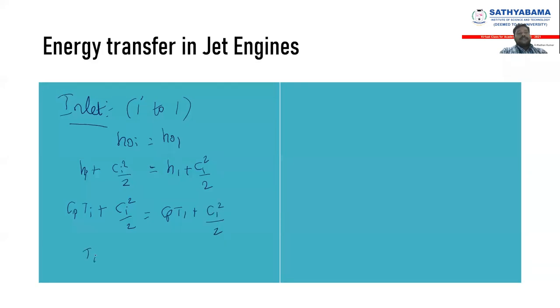How do we express this further? Dividing by Cp on both sides, we get Ta plus Ca square by 2Cp equal to T1 plus C1 square by 2Cp, and finally the expression in terms of temperature. For the temperature ratio T1 by Ta, since the process is completely isentropic pressure rise, it is P1 by Pa whole to the power of gamma minus 1 divided by gamma. So T1 by Ta equals P1 by Pa to the power of gamma minus 1 by gamma. This is for the inlet.